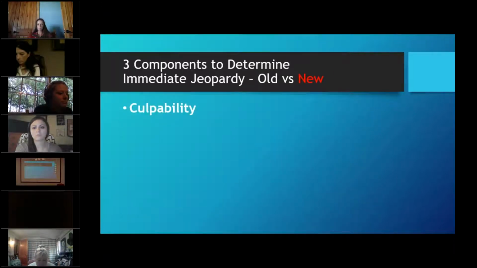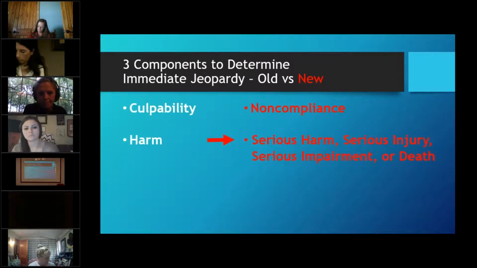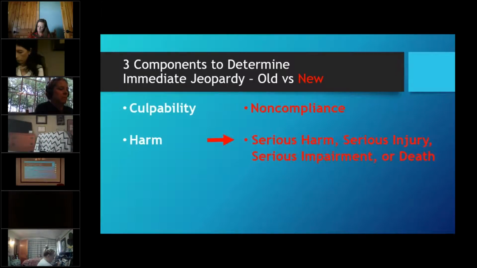Culpability. So this is the new component to determine immediate jeopardy. The old versus new. Old is culpability. Oh, excuse me, new is non-compliant. So before, the facility had to be culpable for that harm. Now we're not looking at that so much as something happened because the facility's non-compliant. Harm was the old, now it says serious harm, serious injury, serious impairment, or death.